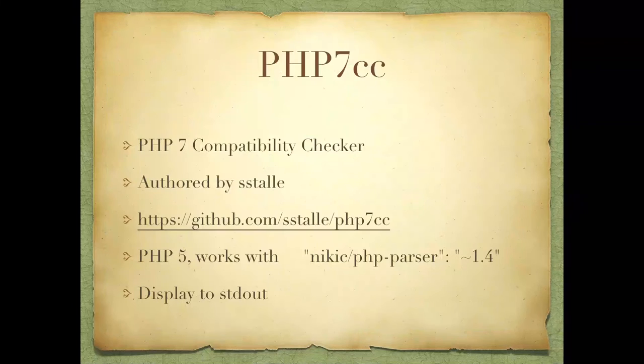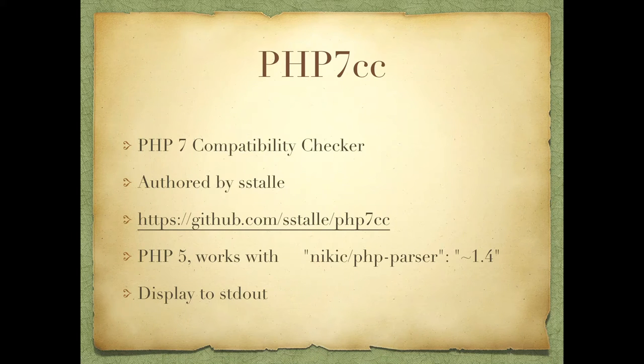Second one, PHP 7 CC. It was even faster. It was started before. This one is based on a parser. So as I mentioned, from the tokens, which are basically Lego bricks that have been smashed down on the floor, PHP 5 PHP parser from Nikita, who is one of the main authors of PHP 7. It's already rebuilt into an AST, so you don't have to build that. You just have to query the AST.